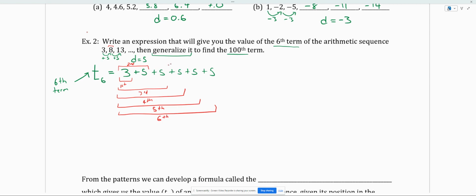So now I have to add this whole thing up. But let's actually look at this in a different way. Normally, we don't repeatedly add. We're going to turn that into multiplication. So this would be 3, my first term, plus 5 times the number of fives, which in this case is 5. That's going to tell me what my sixth term is worth, which if we do the math there, that's 25 plus 3. That's going to give us 28.